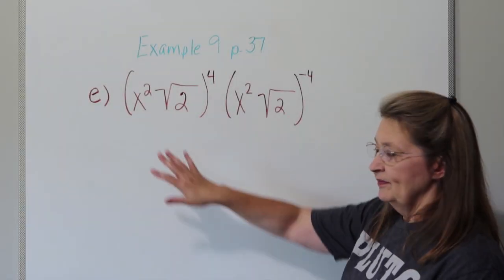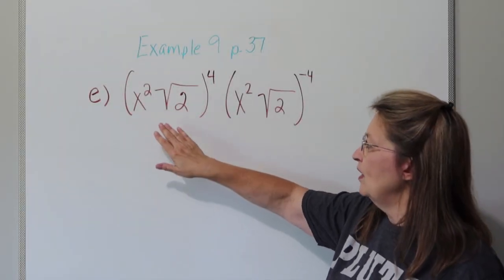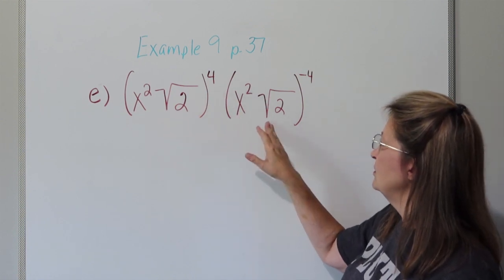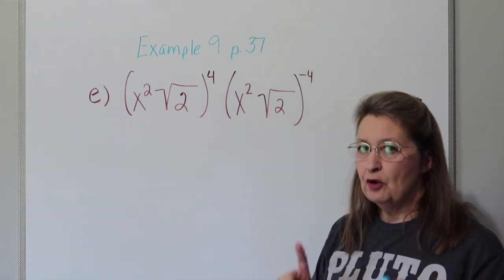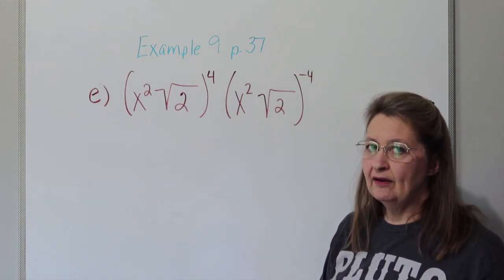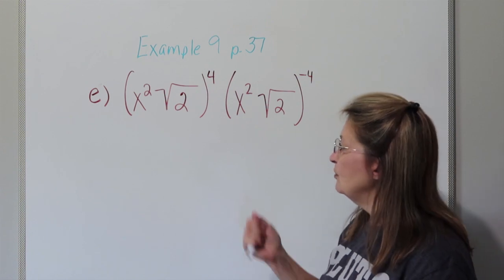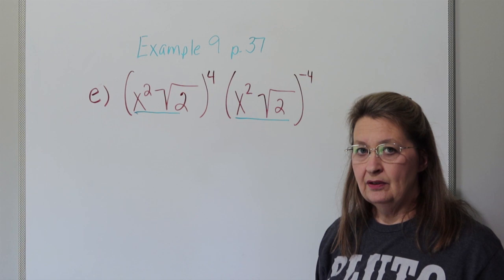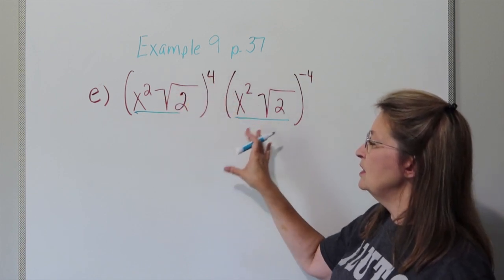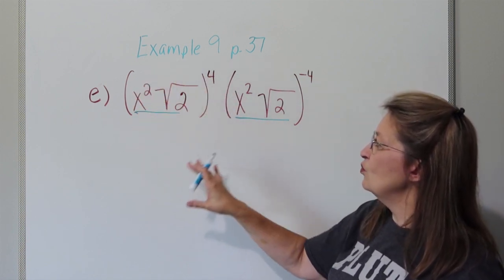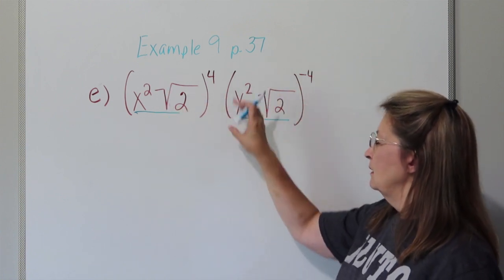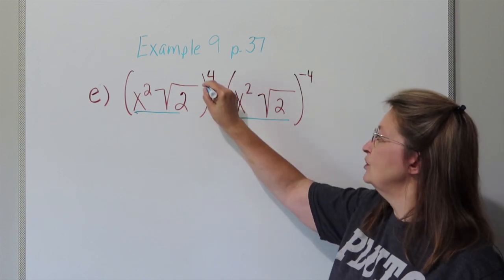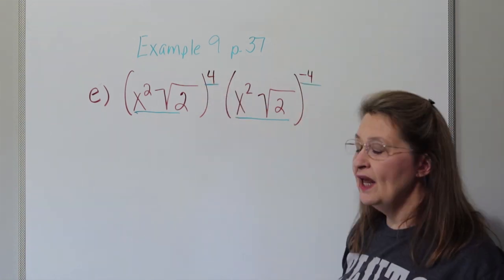Okay, example E. This looks horrendous. X squared times square root of 2 to the 4th power times x squared times square root of 2 to the negative 4th power. So back up and look at what you have. First of all, you notice these two things match. So we're not going to start trying to distribute in here. We're just going to consider this as one big base. Okay, since they match, they're the base. What's your exponent? 4 and negative 4.